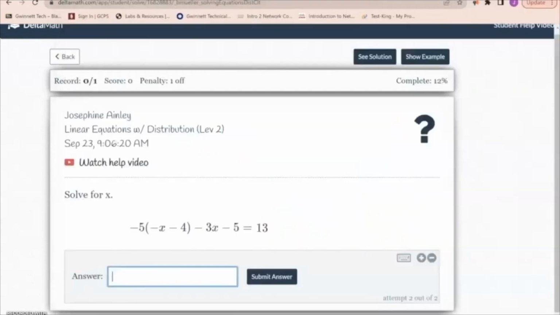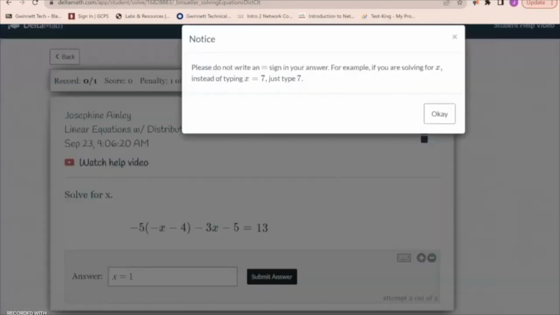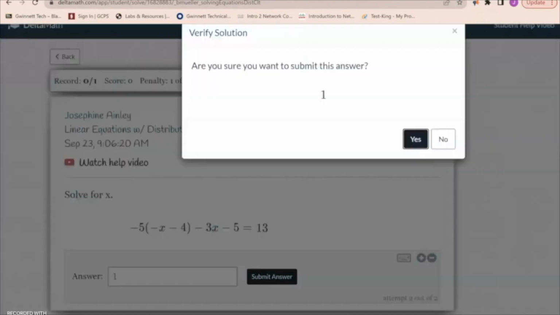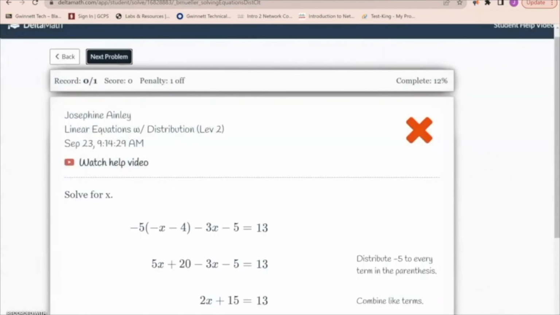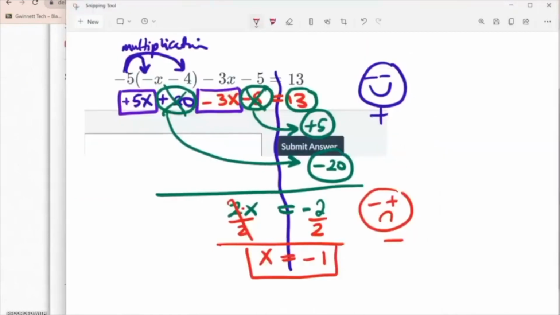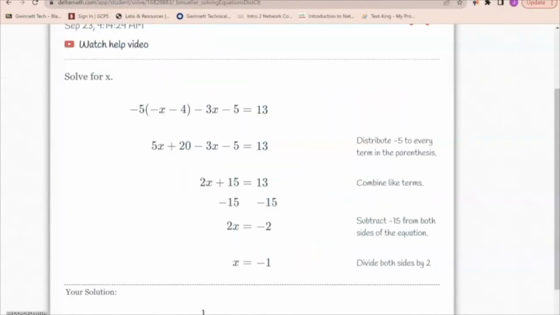So x equals 1. So if I try to type in x equals 1, it tells me, oh, don't do that, just type in the number. Okay, cool. So I come back here and I just type in the number. Boom, and I got it wrong. Okay, so I see why I got it wrong. I said -1. Why did I put +1? That's my bad. I just mistyped it. So x is equal to -1.